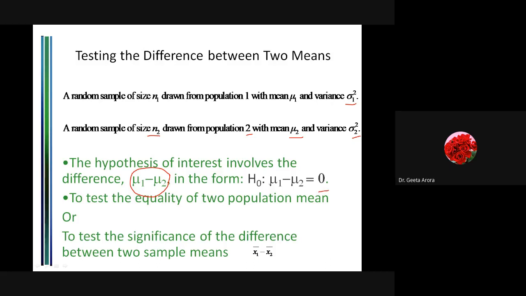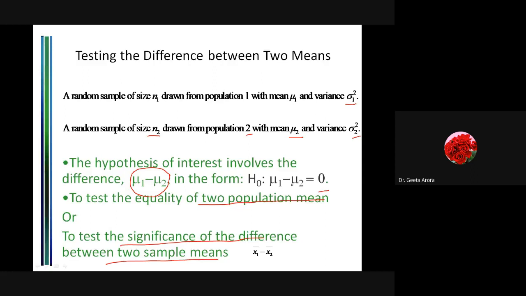When we say the hypothesis is to test whether mu1 minus mu2 is 0, we are looking for whether the means of the two populations are the same, correct? And the alternative hypothesis then is that they are not the same. So actually we are testing the equality of the two population means, or we can say finding out whether there is any significant difference between the two sample means, correct?